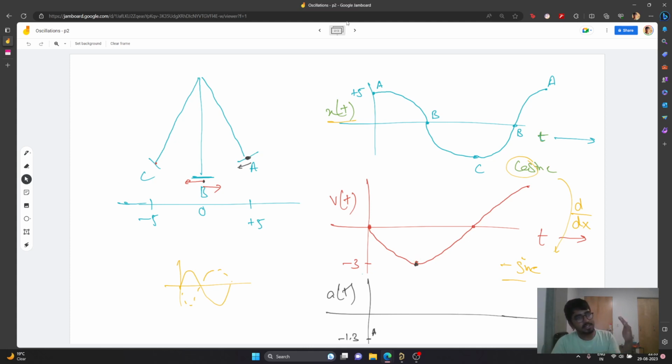You can think of acceleration as the gradient of this graph. So at this point the gradient is negative, which is why this point is negative. At this point it's zero, and at this point it is a positive number, right? And then it is zero here again, right? So it looks something like this.